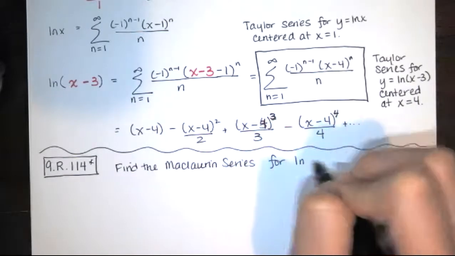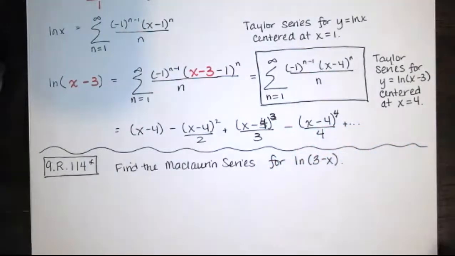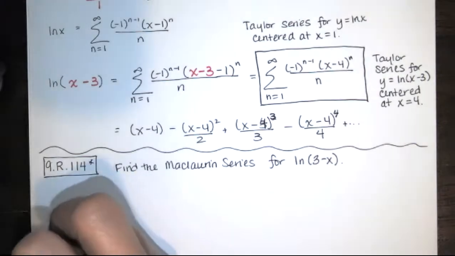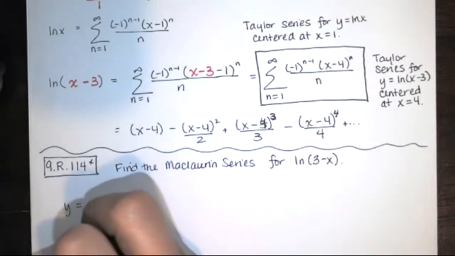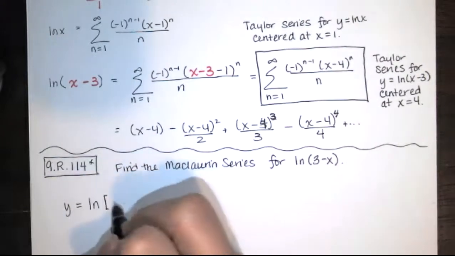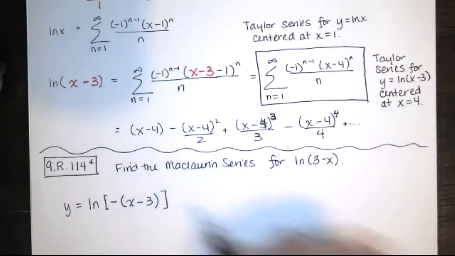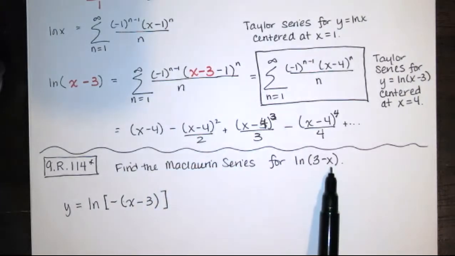For natural log of 3 minus x. This function is well defined at x equals 0. So when x equals 0, we get natural log of 3. Now, if you wanted to, you could write this as natural log of, if I factor out a -1 times x minus 3. So this is well defined as long as x is less than or equal to 3.